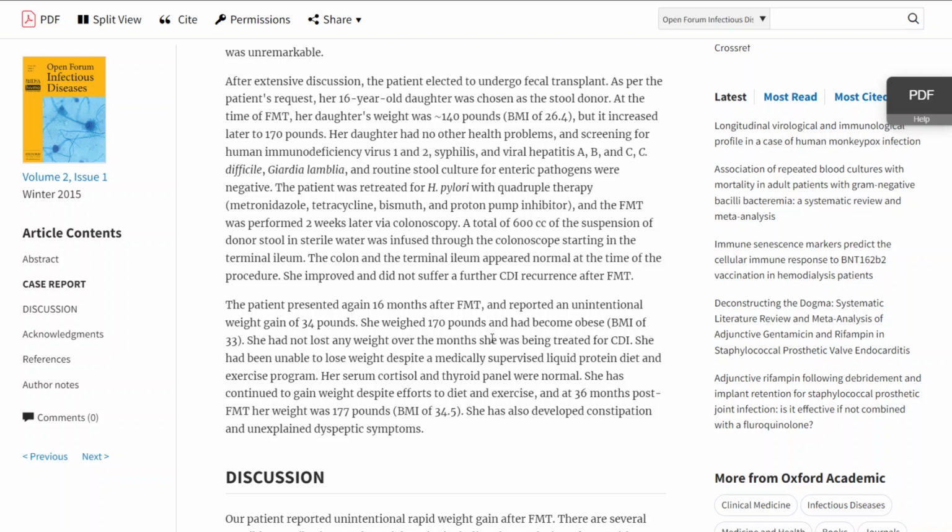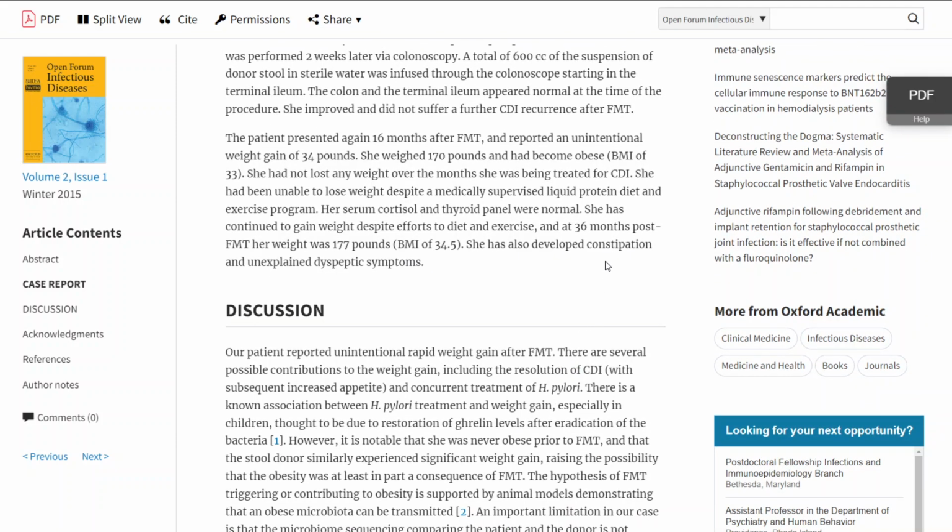She had not lost any weight over the months she was being treated for the diarrhea, and she has been unable to lose weight despite a medically supervised liquid protein diet and exercise program. Her serum cortisol and thyroid panel were normal. She continued to gain weight despite efforts to exercise and diet, and at 36 months post her transplant, her weight was 177 pounds, BMI of 34.5. She also developed constipation and unexplained dyspeptic symptoms.